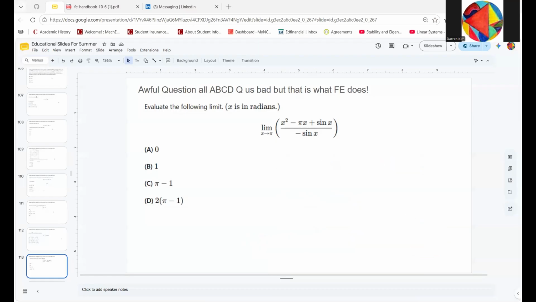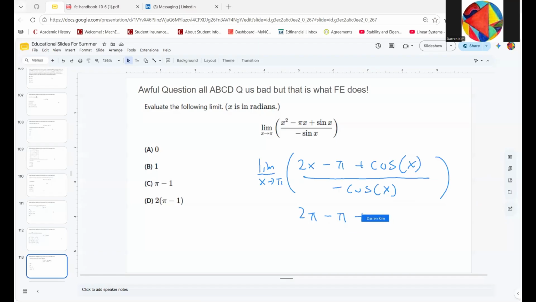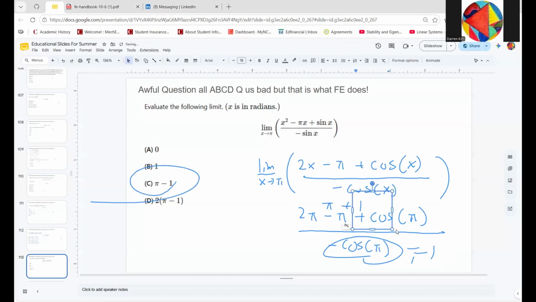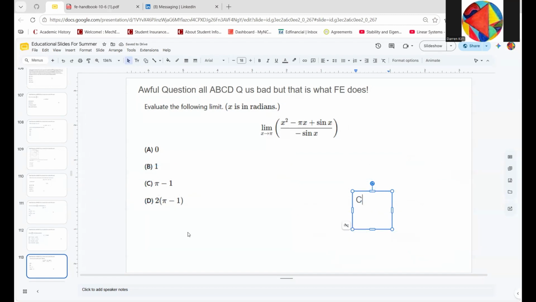So what that really means is that we can just say the limit as x goes to pi of (2x minus pi plus cosine x) divided by minus cosine x, which now we can plug in pi. So it's 2 pi minus pi plus cosine of pi, divided by minus cosine of pi, and this should give you a number. This gives me pi plus 1, and this gives me equal to 1. So this answer is C. And therefore, we have our answer. Next one.